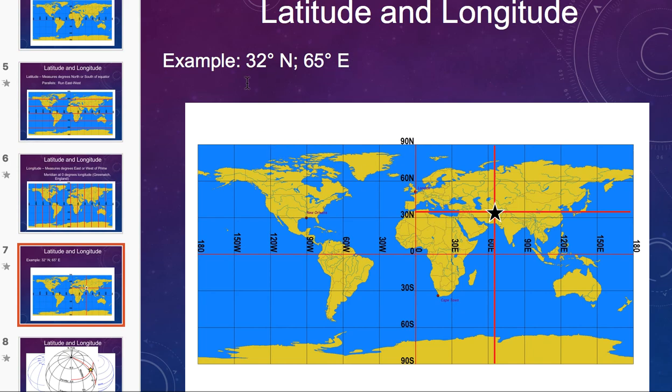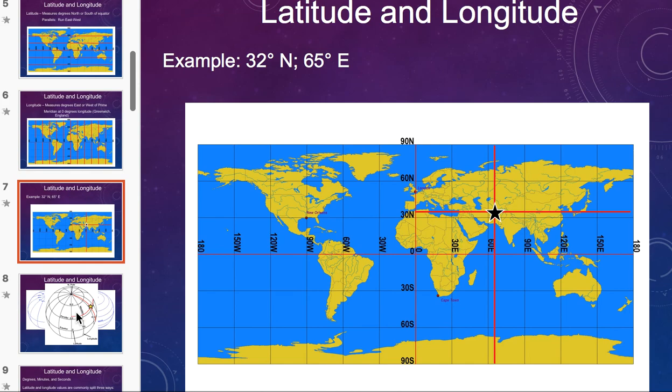All right, so first 32 degrees north, got our equator here, go up to 32 degrees right here, and then over to 65 degrees east. So west is going to mean west of the prime meridian, and then east. So 65 degrees east, we've got 60 degrees right here, and then 65 is a little bit over here, and then 32. And then you just mark that. It's pretty simple, pretty straightforward.